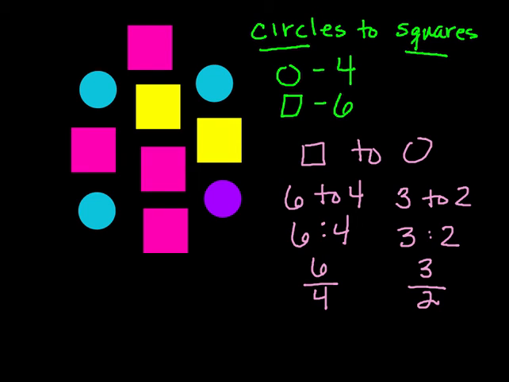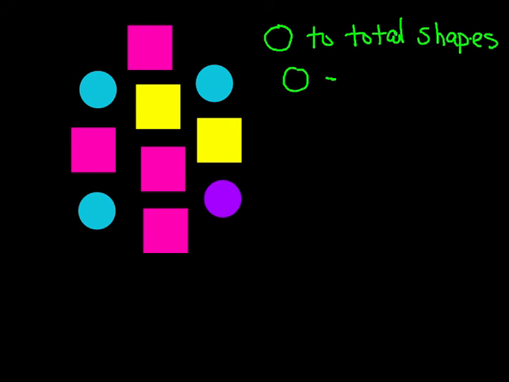Now, I can see some other things that we could do with these shapes in comparisons. We could do circles to total shapes. When we're dealing with total shapes, our circles in this problem is still going to be 4. 1, 2, 3, 4 circles. But our total shapes is going to be all the shapes that I see on my screen, including the circles that I've already counted. So 1, 2, 3, 4, 5, 6, 7, 8, 9, 10.